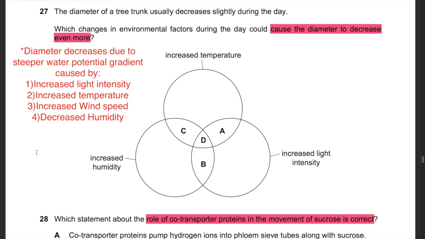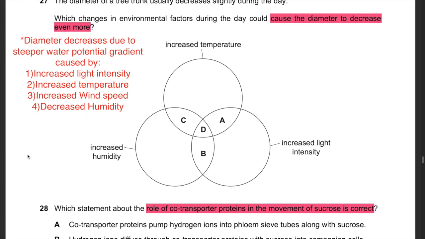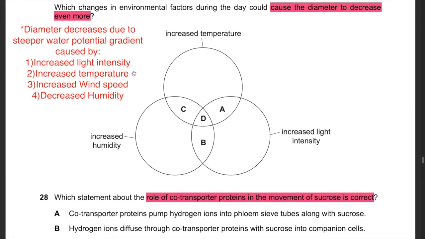Question 27. The diameter of a tree trunk usually decreases slightly during the day. Which changes in environmental factors during the day could cause the diameter to decrease even more? So diameter decreases due to different factors, and it occurs due to steeper water potential gradient, which is caused by increased light intensity, increased temperature, increased wind speed and decreased humidity. If you go through these options, increased temperature, yes, it causes the diameter to decrease even more. Increased light intensity, yes, but increased humidity doesn't. Therefore the answer is A.